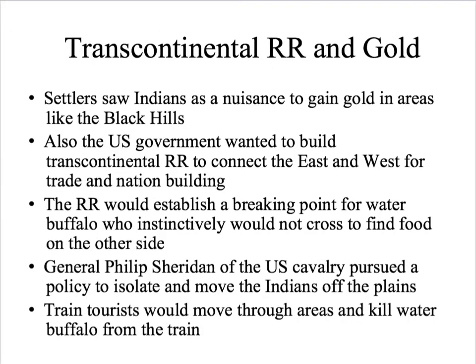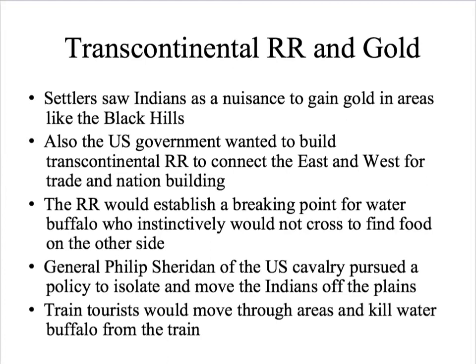Like I said in the previous slide, there tended to be a model. Native Americans would be moved, gold would be found, treaties would be signed, and then gold would be found again, and Native Americans would be expected to move. A good example of this is what happened with the Transcontinental Railroad in the late 1800s. The settlers who had moved out to the west saw the Indians as a nuisance in order to gain gold in areas like the Black Hills in the Dakotas.